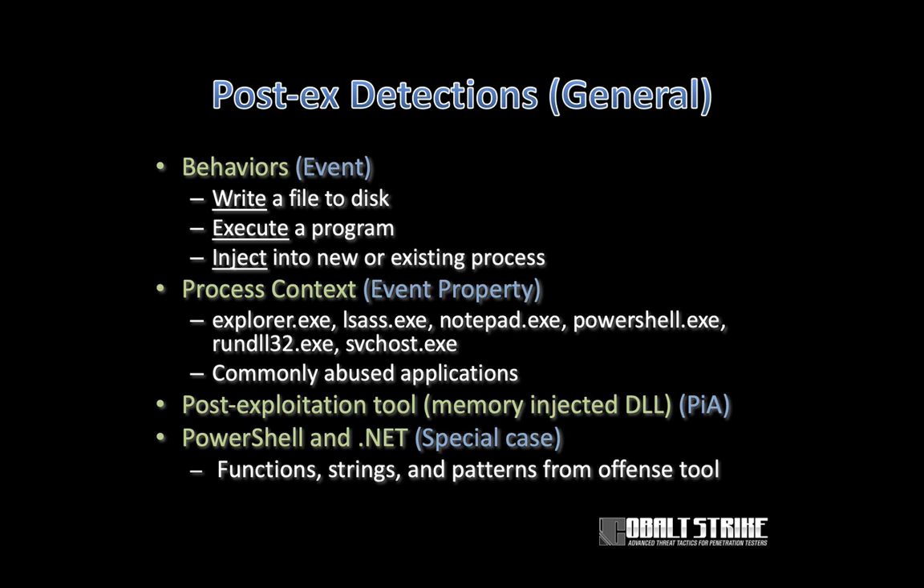For any of these events or any other event, a common event property that you need to pay close attention to is your process context. This is both the origin of the event, where you're operating from, or the destination of the event. For example, if you inject into explorer.exe, that is a dangerous process context to inject into.